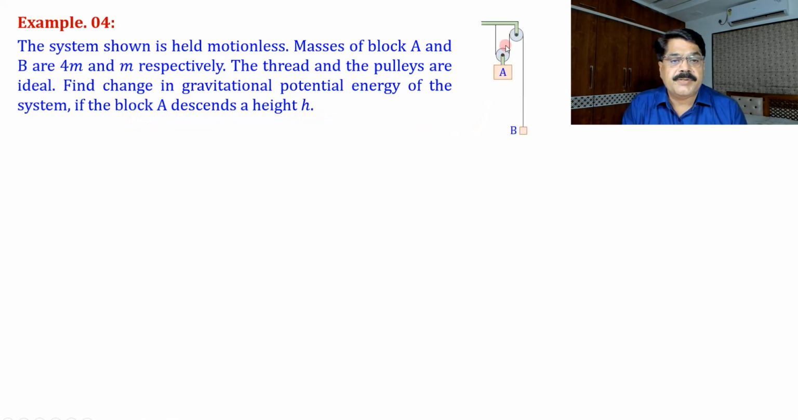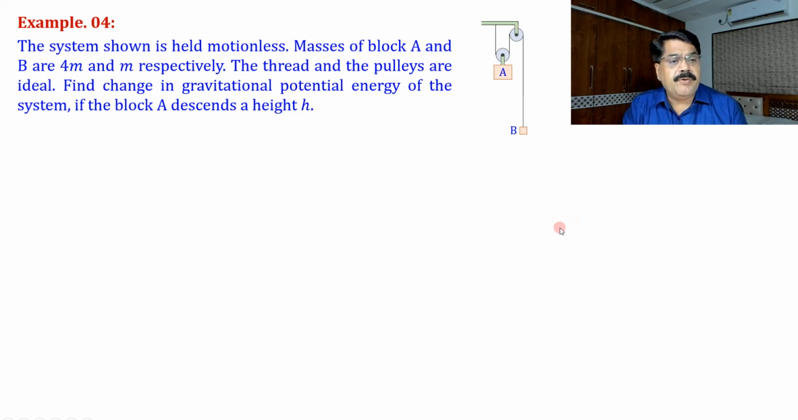So this system is given. The block A has mass 4m and B has mass m. We have to find the change in gravitational potential energy when A descends a height h. Now again, this is a system of particles, meaning 2 particles A and B and the Earth. So we have a many-particle system.